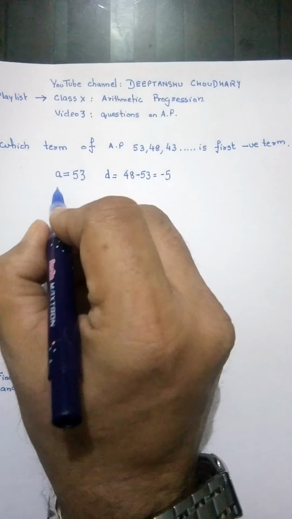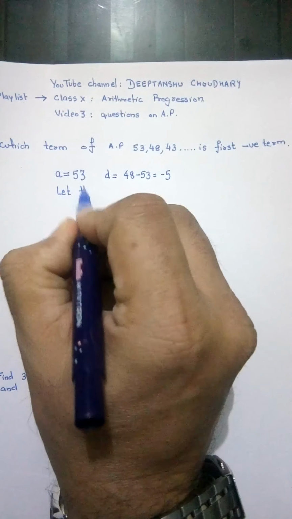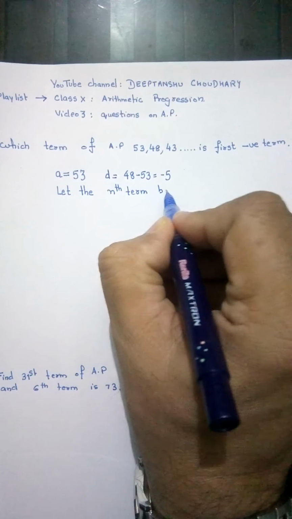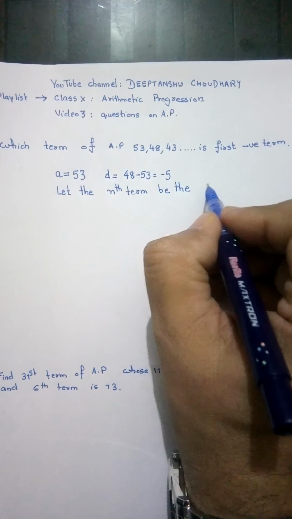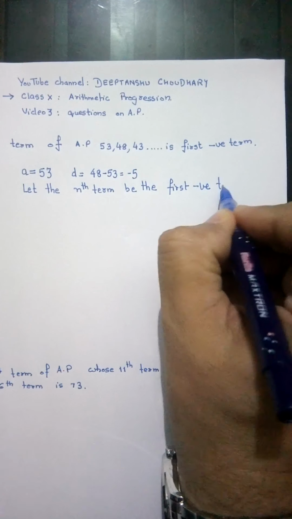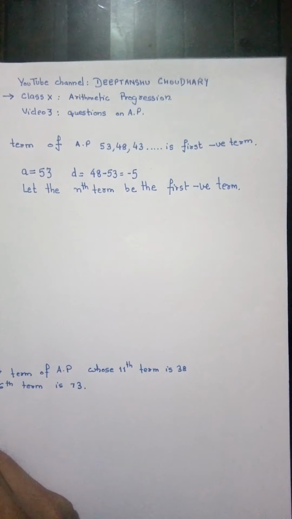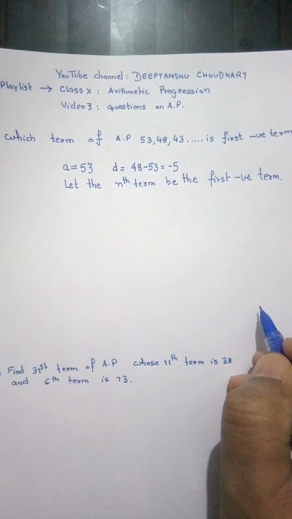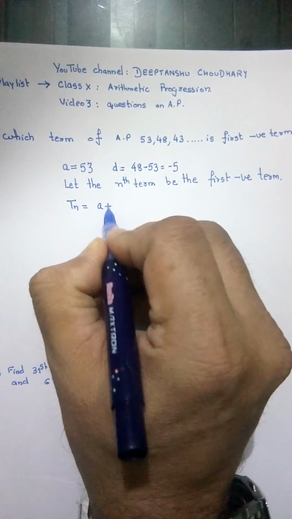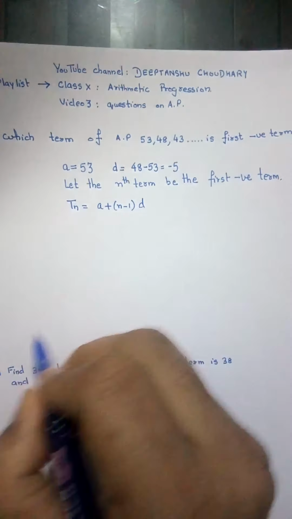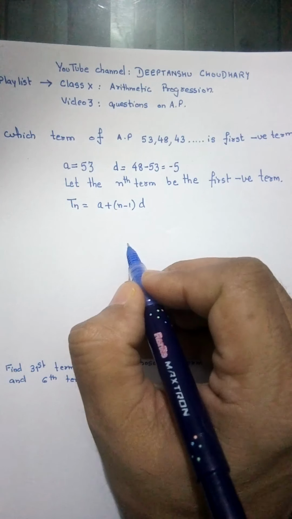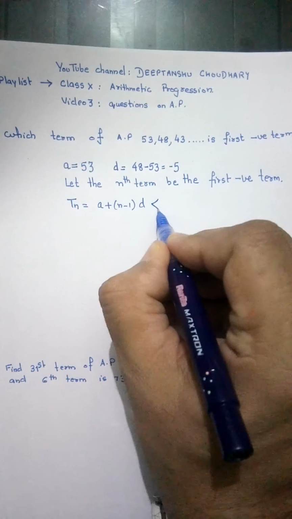So let the nth term be the first negative term. So let me write the expression for the negative nth term. That means Tn is equal to A plus (n minus 1)D. And if it has to be a negative term, then what is the logic? Logic is this should be less than 0.